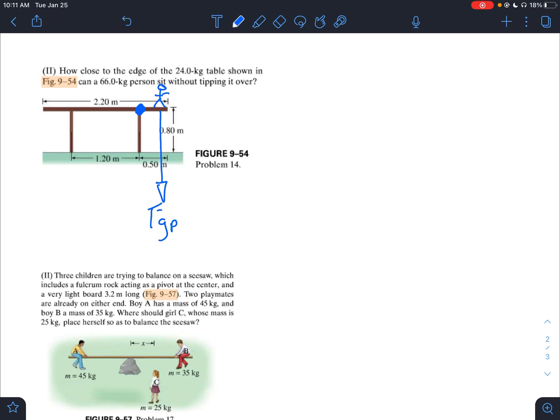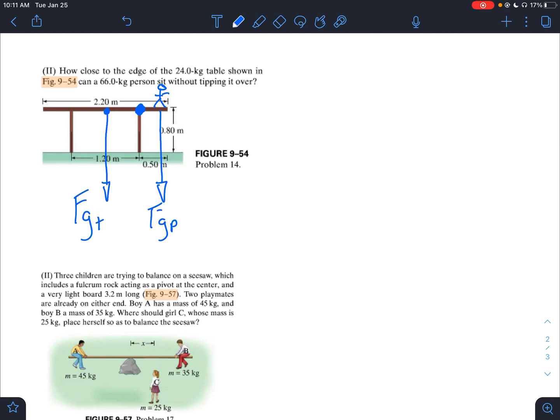Then we have the weight of the table itself. The weight of the table, we're assuming it's uniformly made, is going to act in the center of the table, right at this 1.1 meters in the middle from either side. And that's it. There's no other forces involved, no other objects causing our torque.